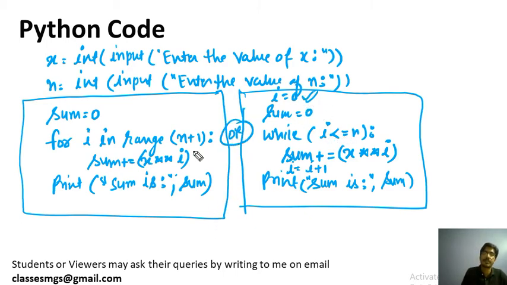Here i equals 0, we are initializing and applying the condition manually. Here the range function will return values from 0 up to n minus 1. That's why I already added n plus 1 here, so that you don't lose the last value. Now let me type it into the editor and run it.